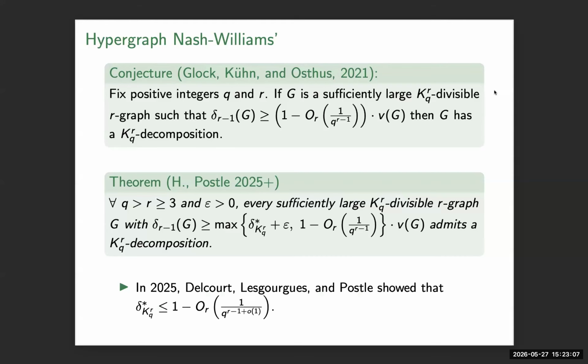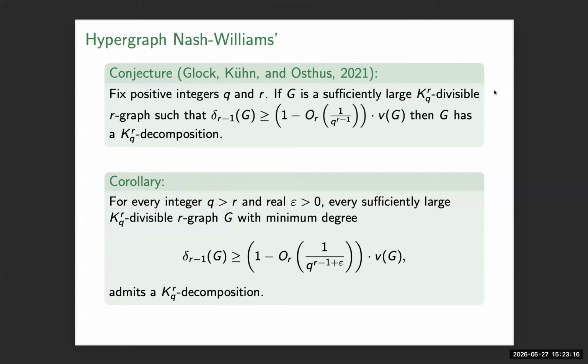And in 2025, Delcourt, Lesgourgues, and Postle improved the bound on this fractional threshold. So combining these two results, we get the following corollary. Every sufficiently large K_q^r divisible r-graph G with minimum degree at least 1 minus something on the order of 1 over q^(r-1) plus epsilon times its number of vertices admits a K_q^r decomposition. So close to that conjectured value, right? We just have this little epsilon here.